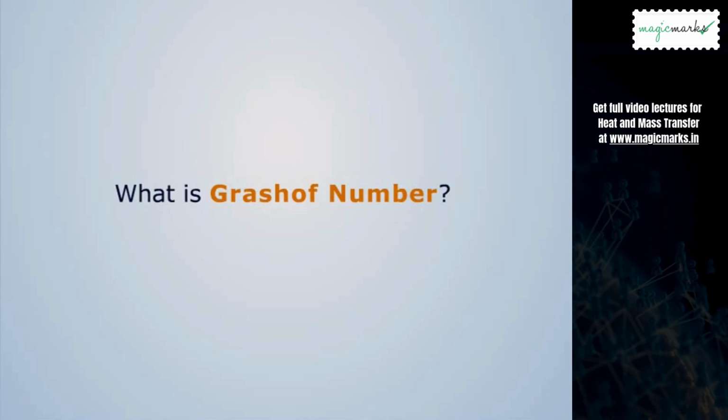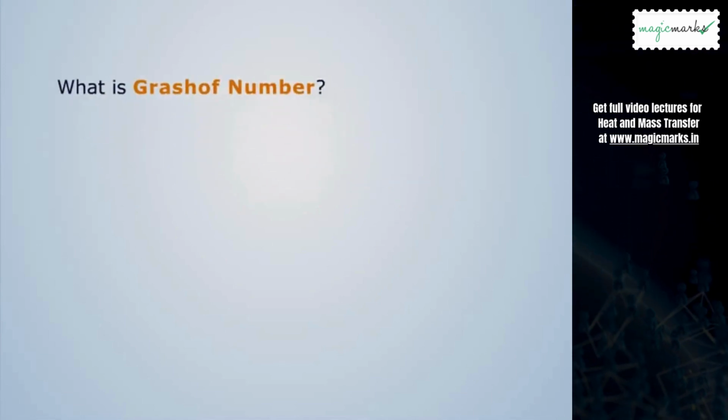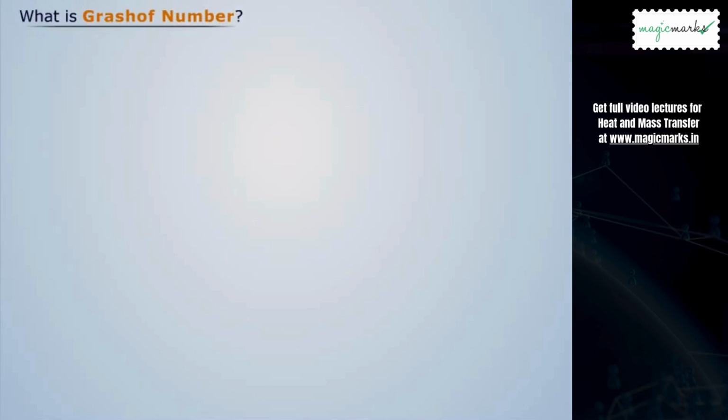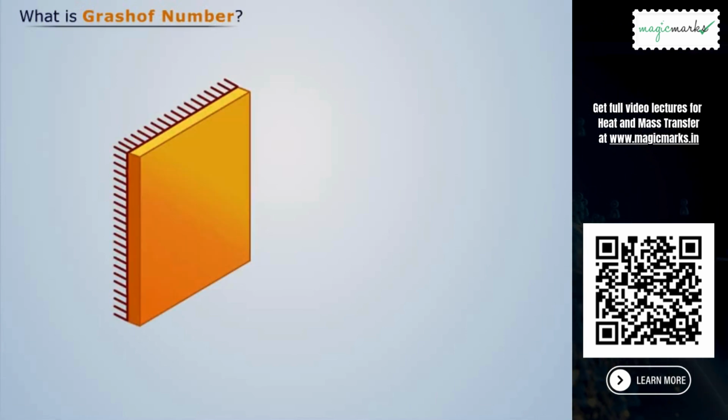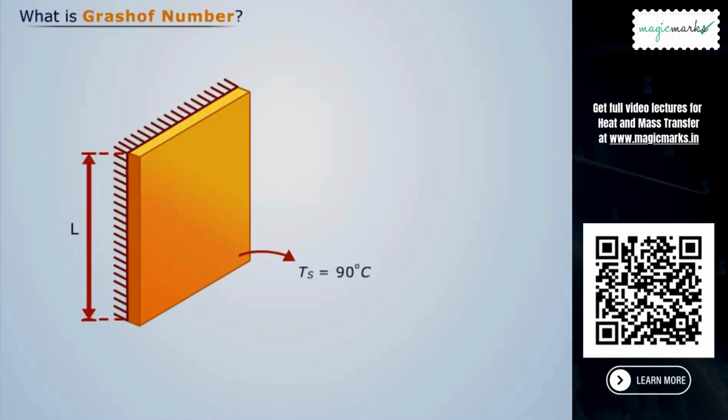What is Grashof number? Let us understand Grashof number with the help of the following example. Consider a vertical hot plate of length L, at a temperature Ts, which is equal to 90 degrees Celsius. Let us expose this plate to cold air at a temperature 30 degrees Celsius.